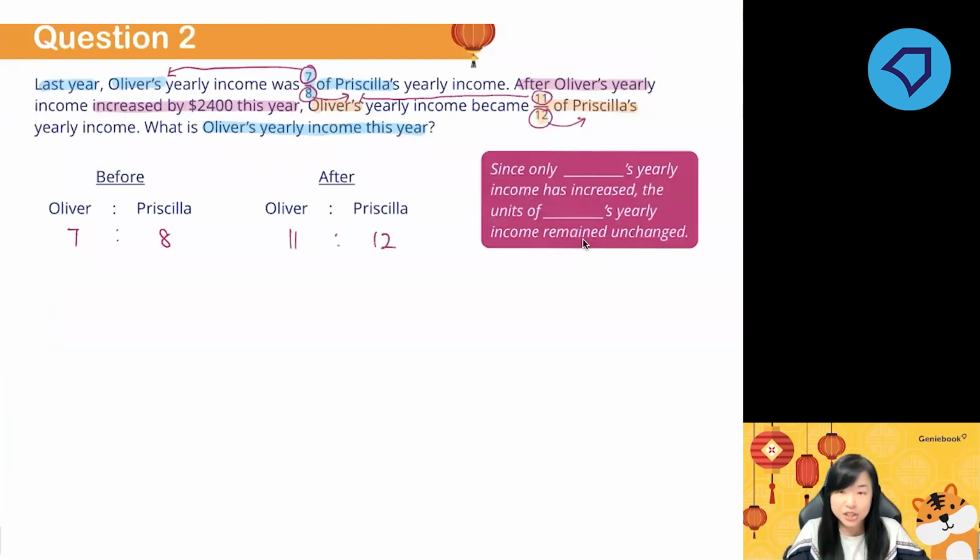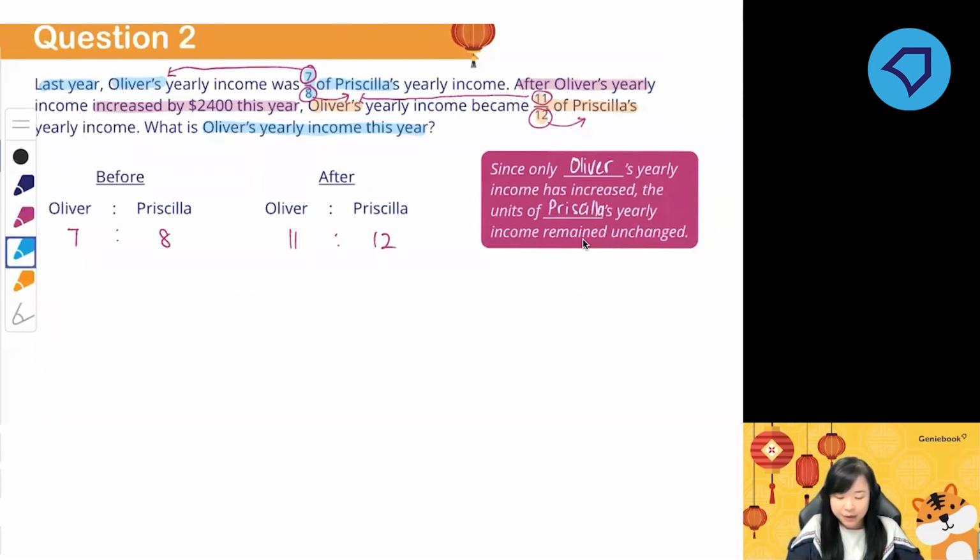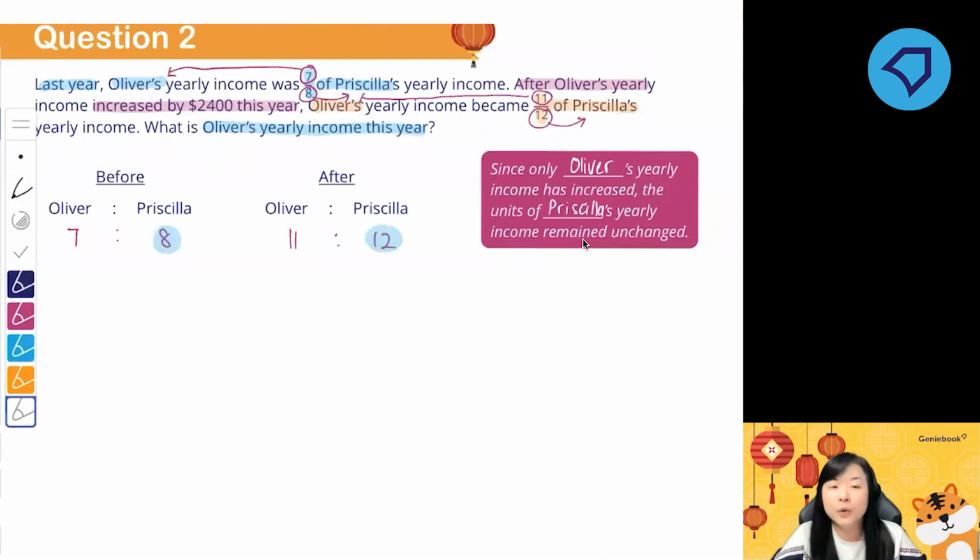Anybody can guess my next question? How do we fill in the blank? Okay, let me fill in. Let me choose the correct color. Since only Olivia's yearly income has increased, the units for Priscilla will remain unchanged. Very good. And now let's highlight where Priscilla is, the one unchanged, so that you are aware.